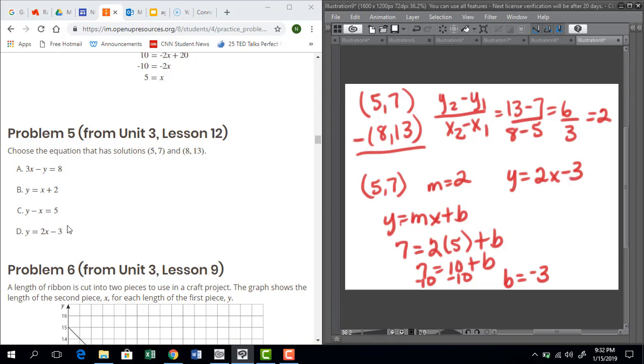And so when I go over here, that is D. So D would be my answer. Y is 2x minus 3. All right, number 6.